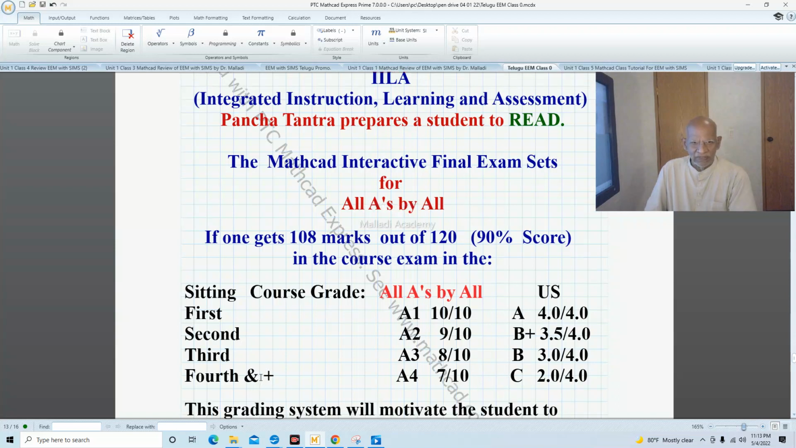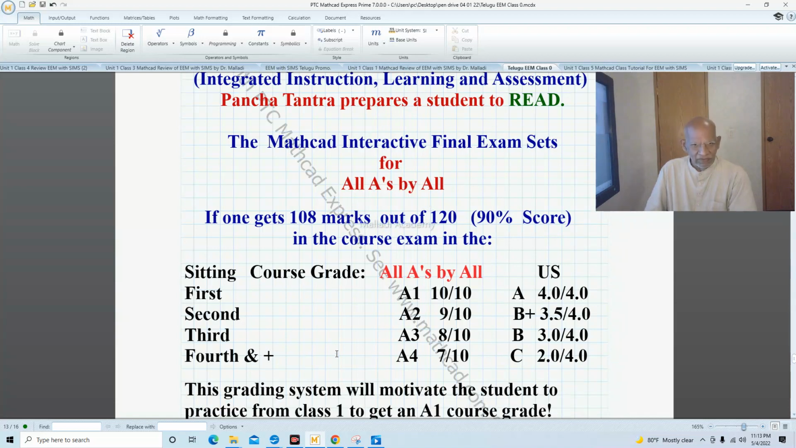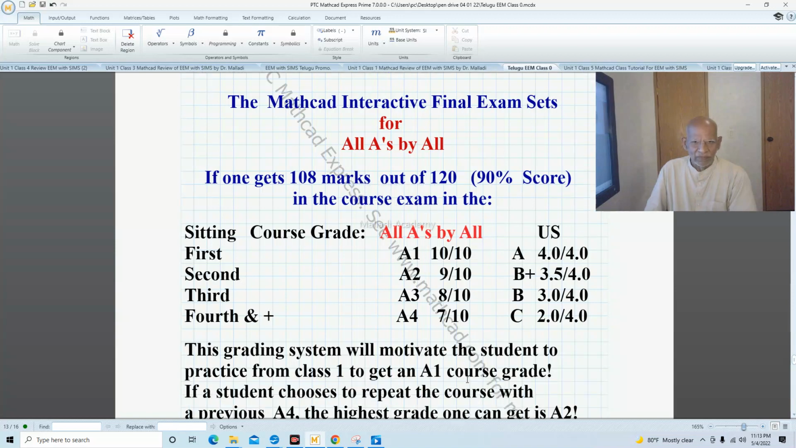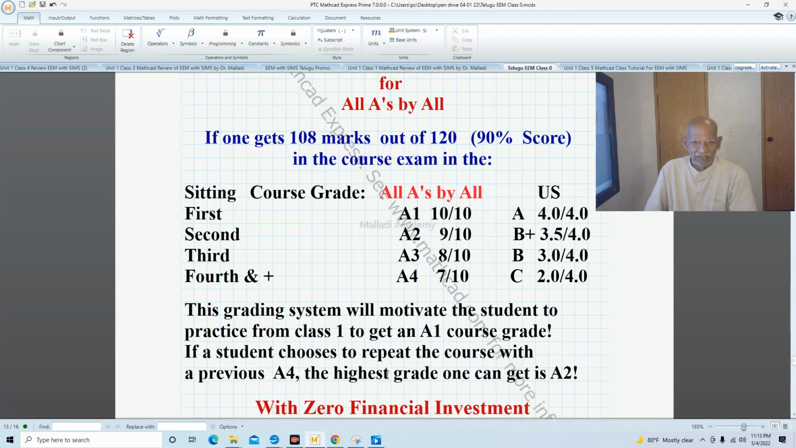So one can take any number as decided by the institute, and we can see a system, but ultimately one can definitely pass, okay, but with a C grade. But if one wants to improve, one can take the course again, but he cannot get A1, but one can get A2. That is explained here. This grading system will motivate the student to practice from class 1 to get an A1 course grade. If a student chooses to repeat the course with a previous A4, the highest grade one can get is A2. I think that is fair.